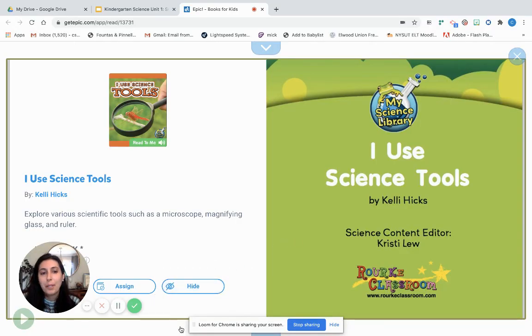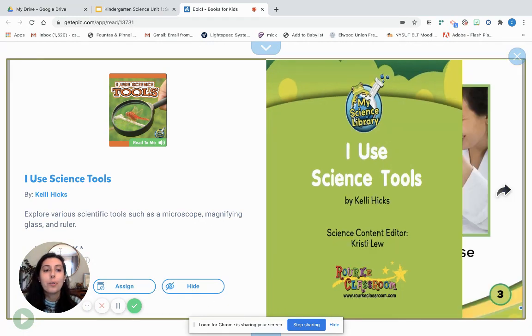All right, this book is called I Use Science Tools. It's written by Kelly Hicks. Now, you can find this book on Epic. So if you would like to reread this book at home, I encourage you to do that.